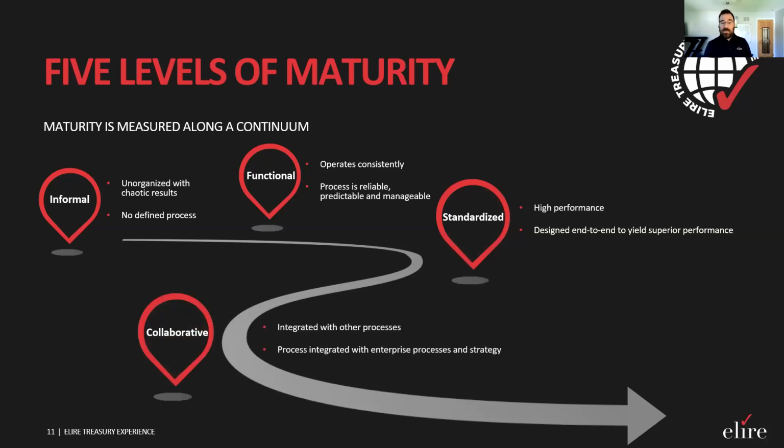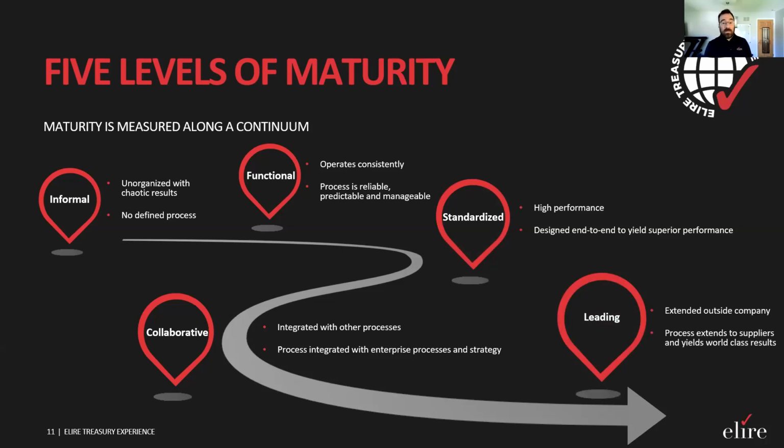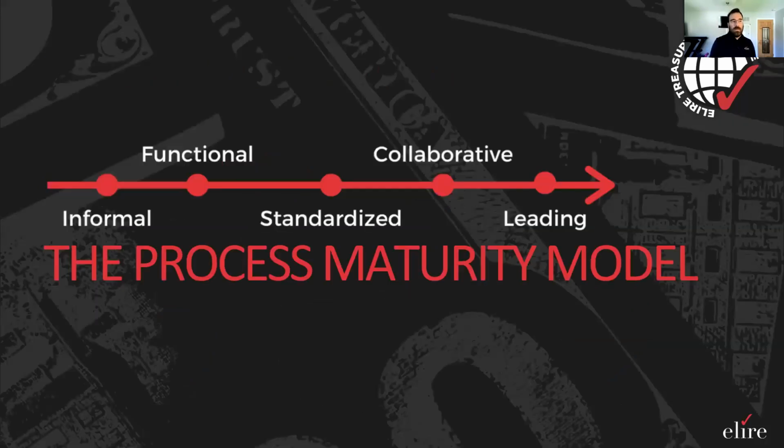Some processes might be collaborative and integrate with other processes throughout your organization, and some processes might be leading. These extend outside of your company and extend to all the suppliers and yield world-class results. As you can clearly see, we've defined various points on the continuum that allow you to measure where you are now and ultimately where you want to be. So let's dive into the process maturity model.